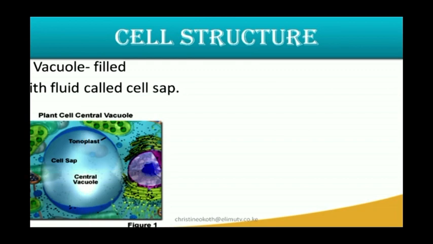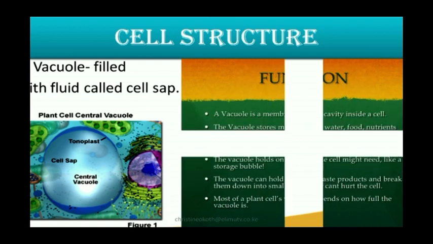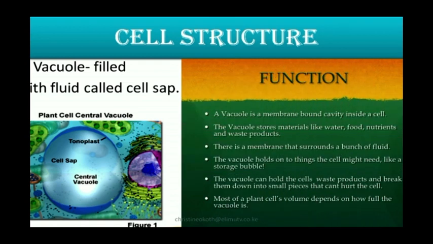Then we have another structure which is found in both of them, but it's very visible and larger in the plant cell. So this is what we call a vacuole. It is filled with fluid which we call the cell sap. You can look at the structure of the vacuole there in the figure.